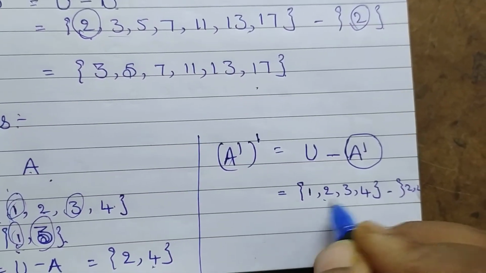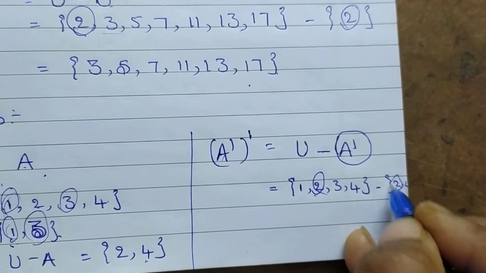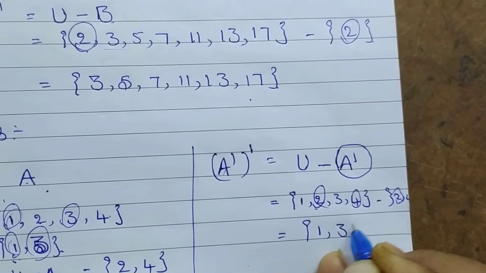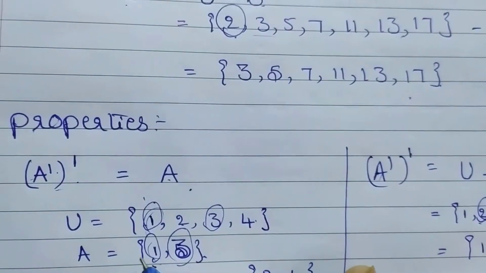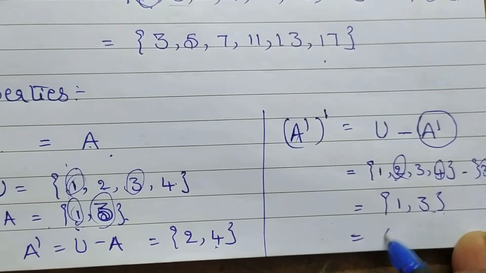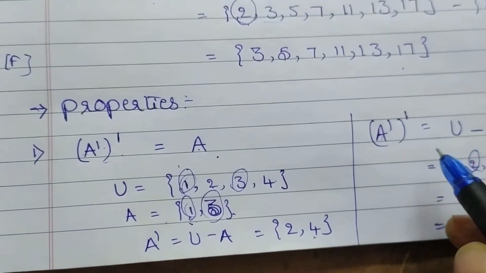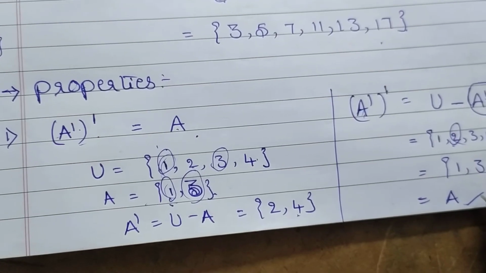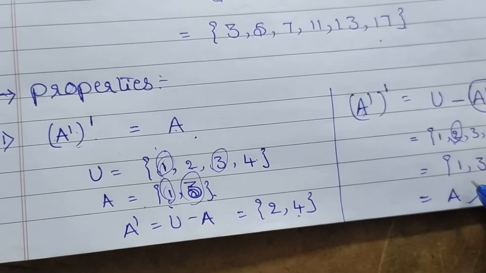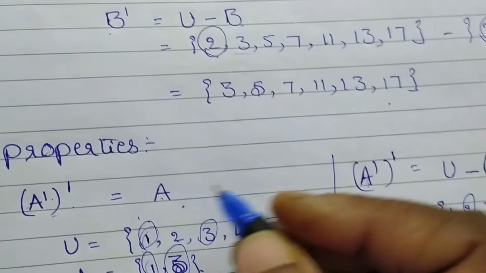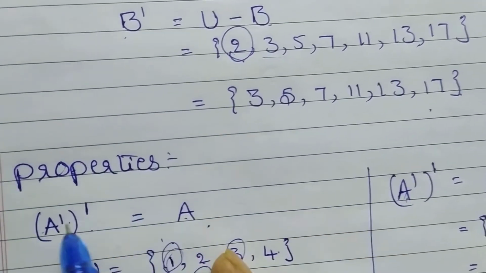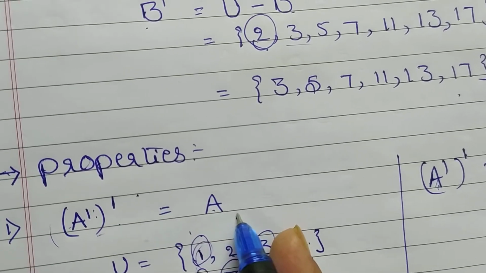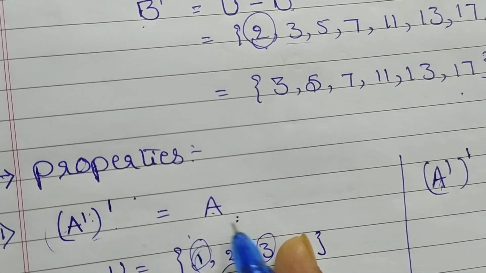So, we should subtract, that is 2, 4. So, what is left here? 1, 3. So, 1, 3 are the elements of what? A. So, if I complement any set twice, then I am going to get A. So, this is called the law of double complementation. A complement whole complement is read as A complement whole complement is A. B complement whole complement is B.